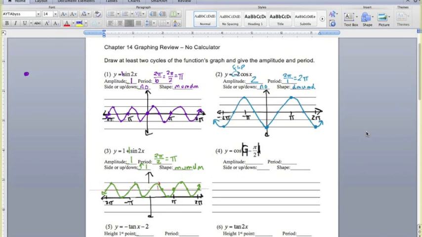All right, for number 4, again, Word doesn't really like my equation fonts here. I'll write that out again.